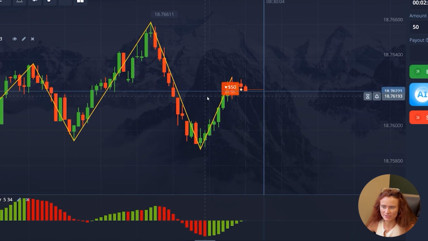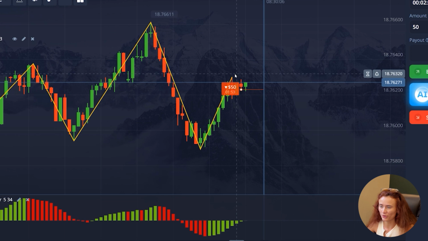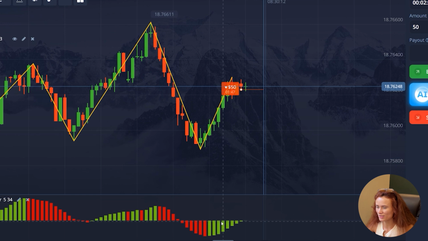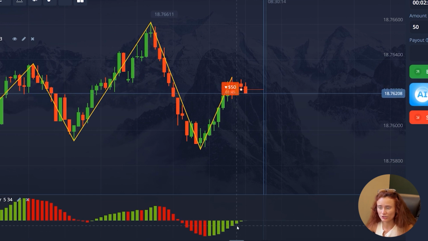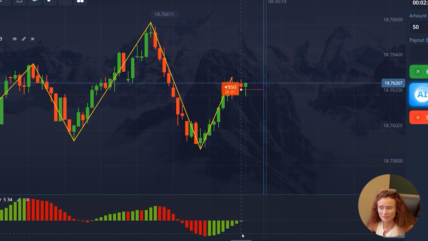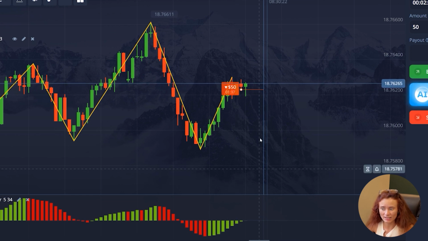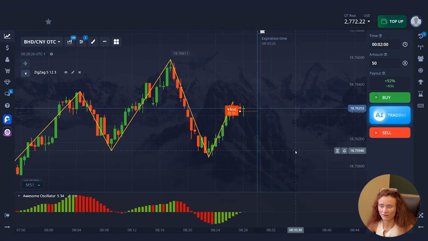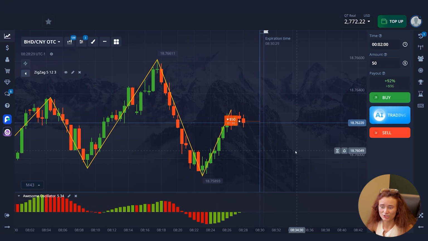I see that the zigzag indicator line is fixed above the price chart. This means that the price has reached its peak and may now start to fall. But let's look at the awesome oscillator. The indicator's chart is close to zero. The indicator lights are green. This means that the price is still rising. The uptrend may not end. The indicators contradict each other. One indicates a decrease in price, the other an increase. So in such a situation, it's quite risky to open a trade.